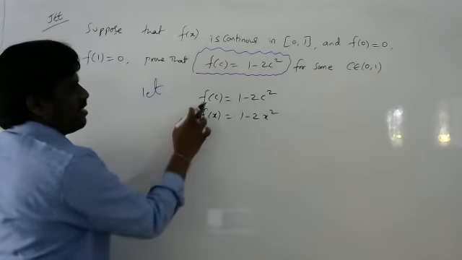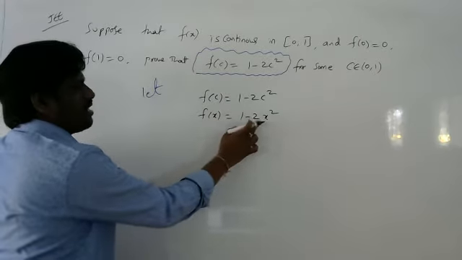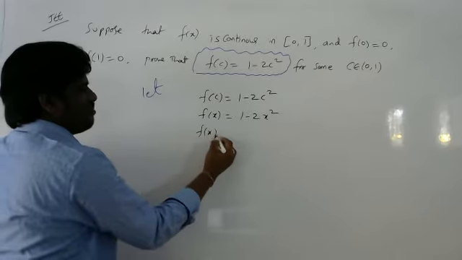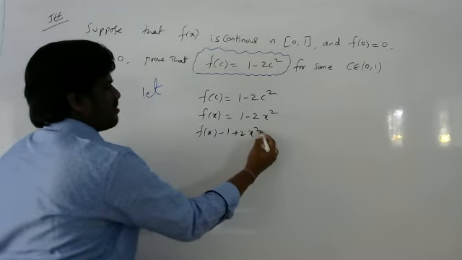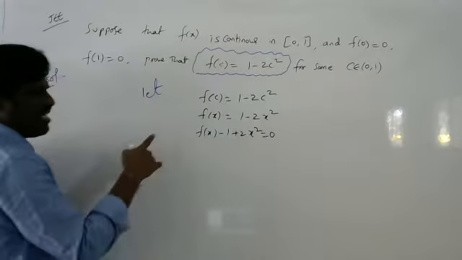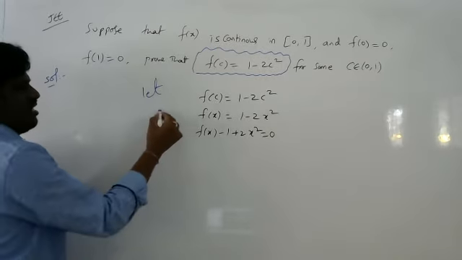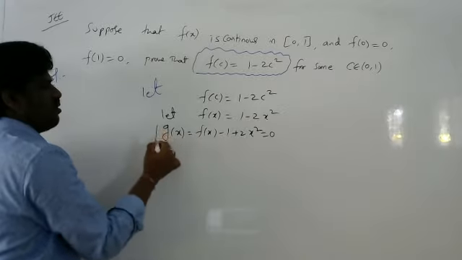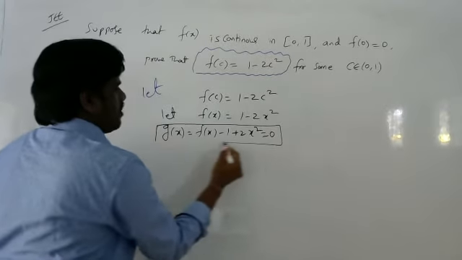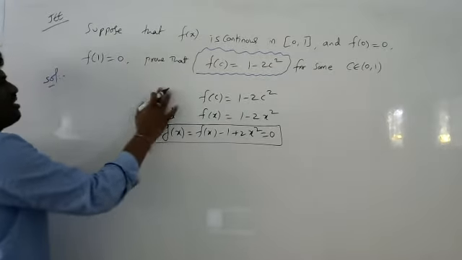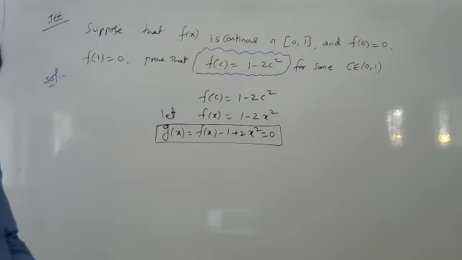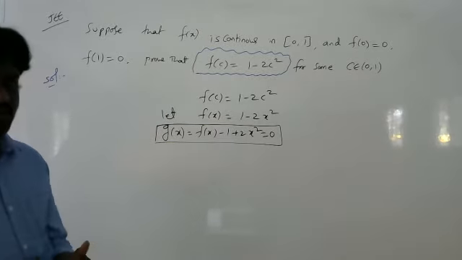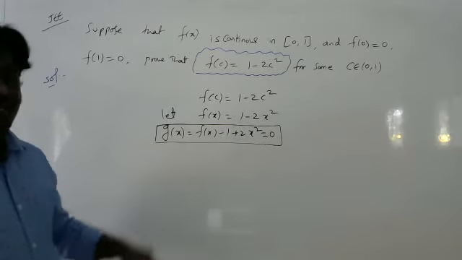Yeah, so what you have to do here: f of c is equal to 1 minus 2c square, right? So f of x is equal to 1 minus 2x square. So f of x minus 1 plus 2x square is equal to 0. Let us take this as another function. Let this be g of x. g of x is equal to f of x minus 1 plus 2x square. This is the way to do this problem. Do you got this step?